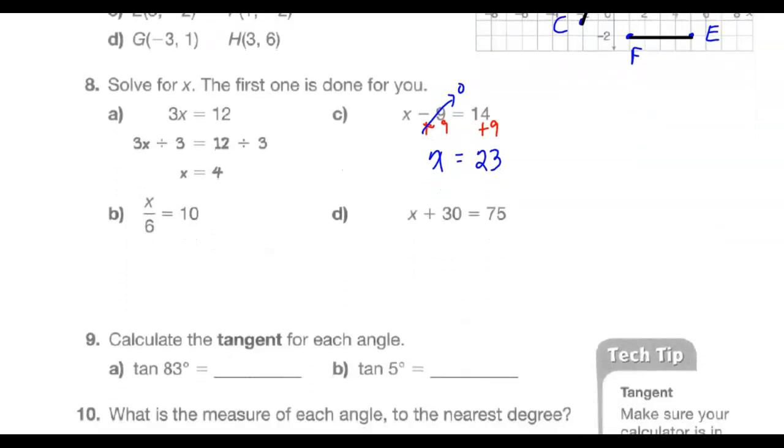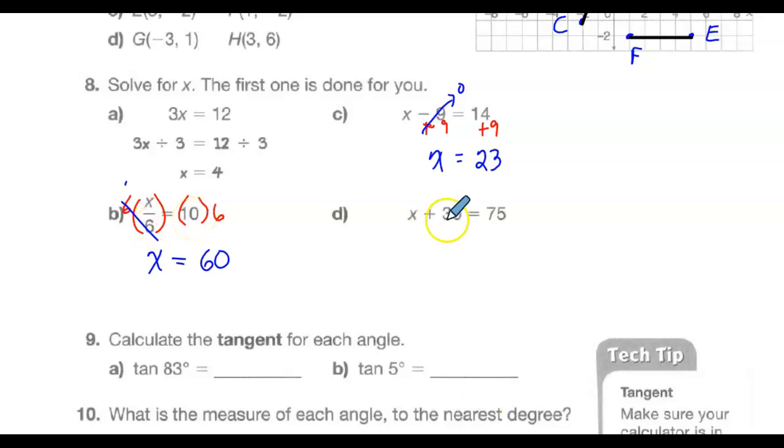Next one is x divided by 6 is 10. So that means we're going to multiply both sides by 6. I'm just going to use brackets for that. And so what happens, those divide out and give you 1. So you get 1x, which is just x, equals 10 times 6, which is 60. And you can check it. Put it back in. 60 divided by 6 is 10.